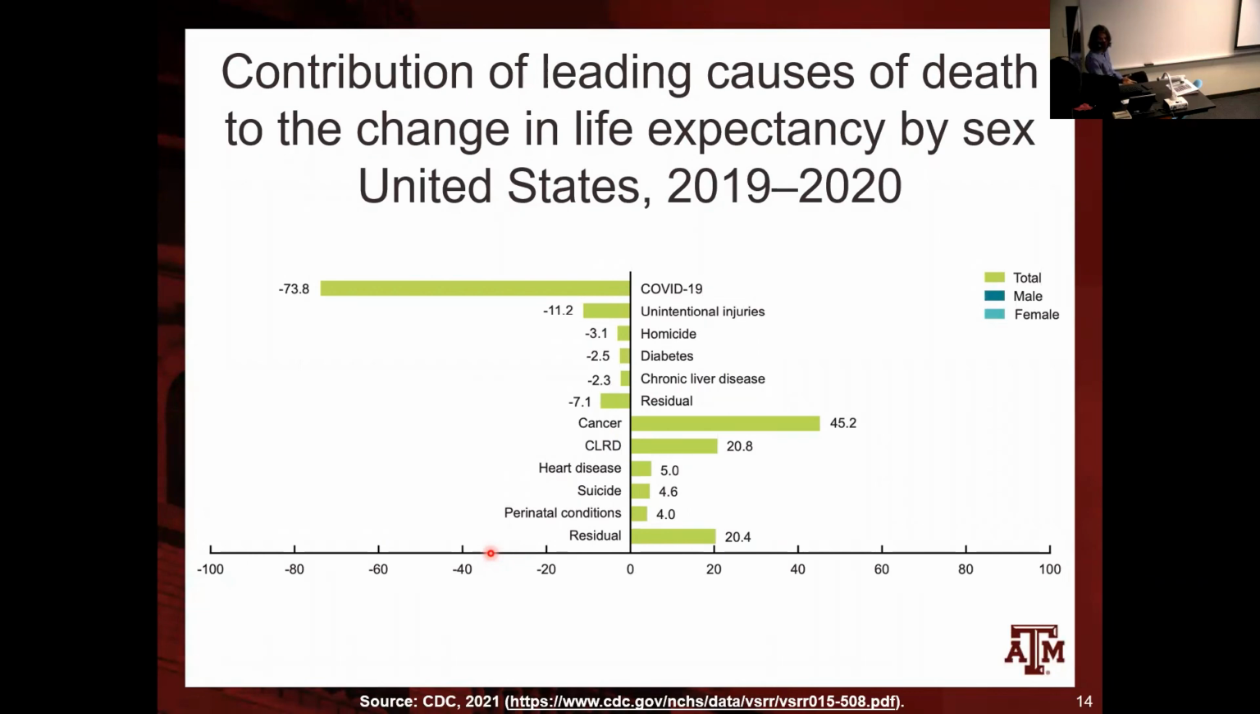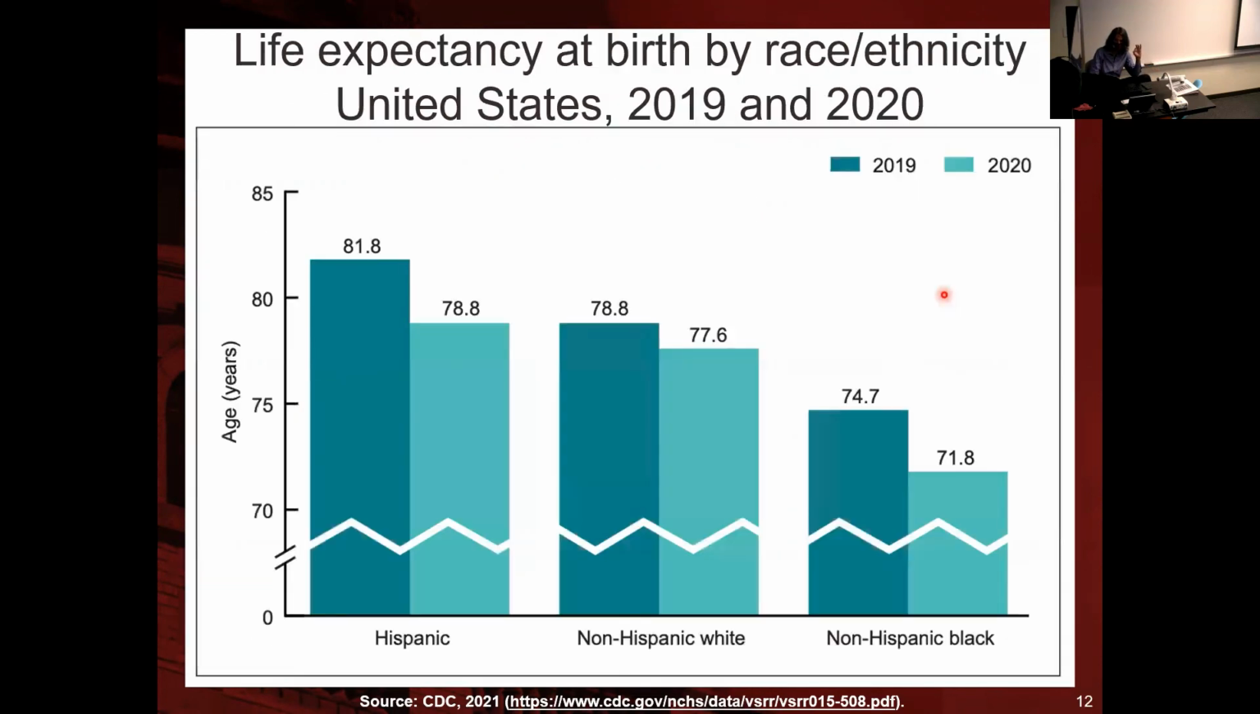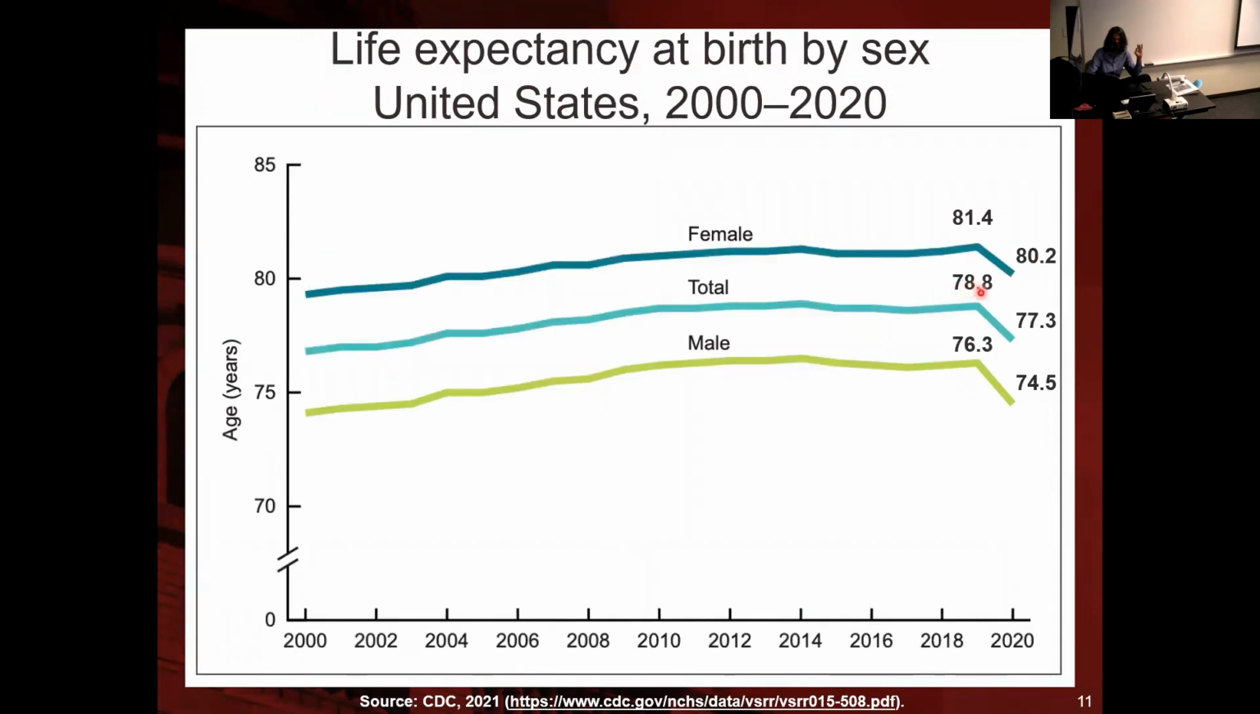Contribution of leading causes of death to the change in life expectancy by sex. In the article, if you look there, we also have this information by race, ethnicity. Here, I'm just showing it by sex. There are five other graphs that you can check out there. And overall, we know that life expectancy declined overall, right? In this graph, I'm not showing male and female because it does not fit in this slide. I'm just showing the total. And the total life expectancy at birth, we saw that it declined from 78.8 to 77.3.